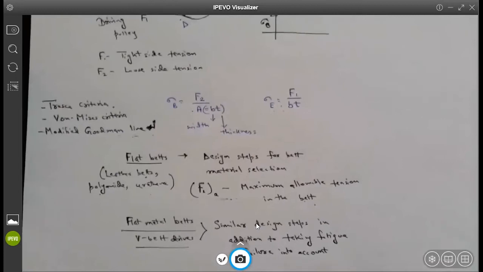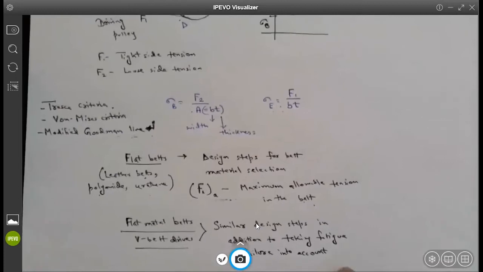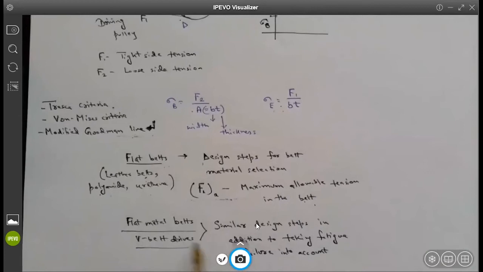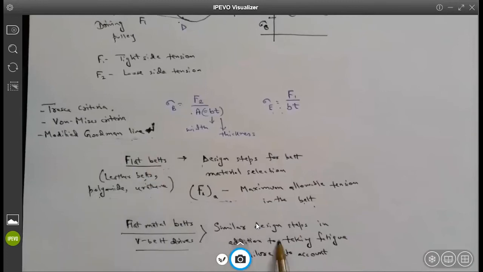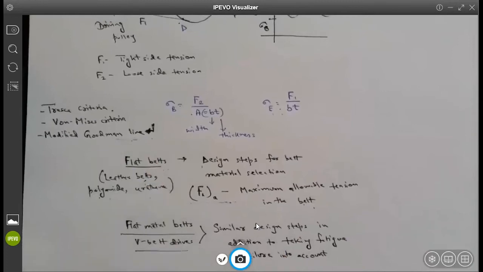So that is the important step that you would not find in the steps we have discussed for flat belts using leather, polyamide or urethane material. That is one thing I wanted to bring to your attention, because when you look at the design steps for these drives, you probably will feel that there is one step which is missing, which is taking the fatigue failure into account in these systems, but not in this system. Let me know if it makes sense to you so far.